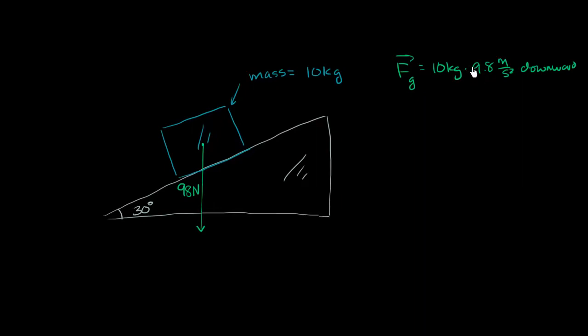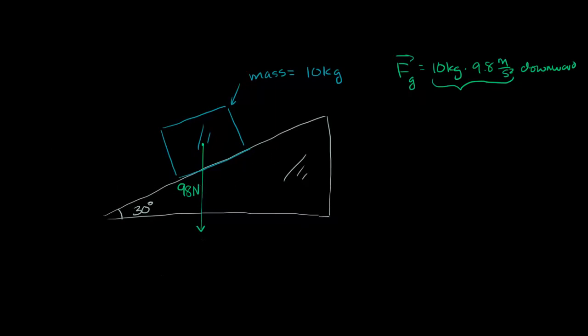Sometimes you'll see it as negative 9.8 meters per second squared, and then that negative is giving you the direction implicitly, because the convention is normally that positive is upward, negative is downward. But we'll just go with this right over here. So the magnitude of this vector is 10 times 9.8, which is 98 kilogram meters per second squared, which is the same thing as newtons. So the magnitude here is 98 newtons, and it is pointing downwards. Now what we want to do is break this vector up into the components that are perpendicular and parallel to the surface of this ramp.